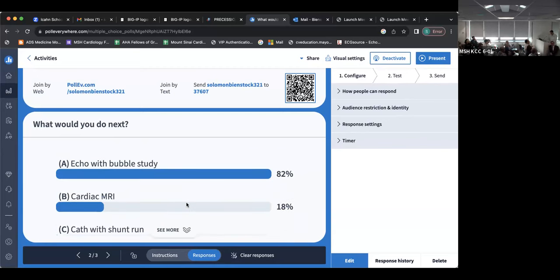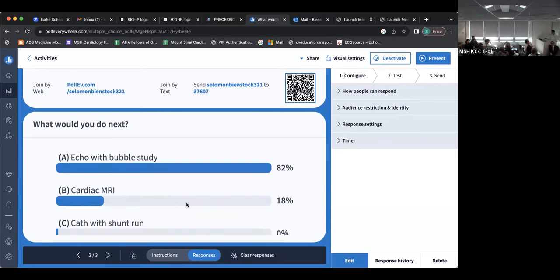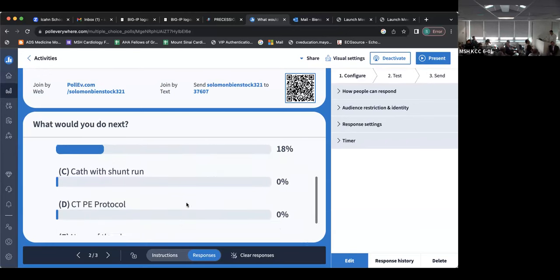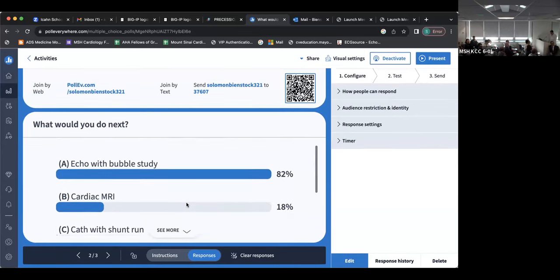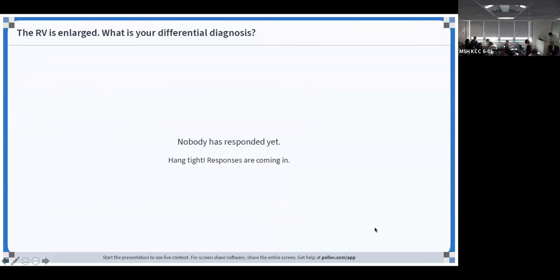All right, so the majority of people say to do a bubble study, but there's also people saying to do a cardiac MRI. People are saying, let's hold off on the cath with the shunt run for now. And we don't think this is a PE, and people agree with the management decisions that we have listed here. So why is it not a PE? Not that I think it is.